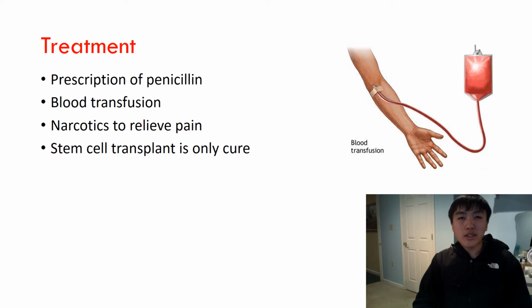So how is sickle cell disease treated after you know that you have it? Well, doctors usually prescribe a course of penicillin, since penicillin is an antibiotic, and your immune system is very weakened when you have sickle cell disease. And then blood transfusions are also very effective, since they replace the levels of sickle red blood cells with normal red blood cells that have normal hemoglobin with them. And narcotics are also prescribed to relieve pain that arises from having sickle cell disease.